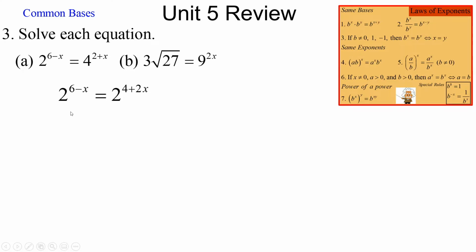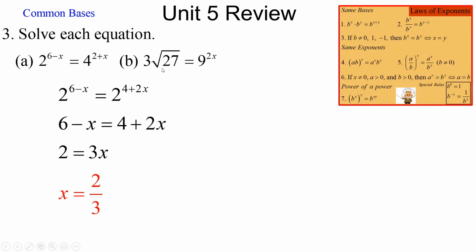And now we have common bases. So if 2 to the 6 minus x equals 2 to the 4 plus 2x, that can only be true if those exponents are equal to each other. 6 minus x has to equal 4 plus 2x. Now, let's skip a couple steps here, but I would add x to both sides to get a 3x on the right. And then get rid of that 4, subtract the 4, so 6 minus 4, 2 on the left. So x equals 2/3.